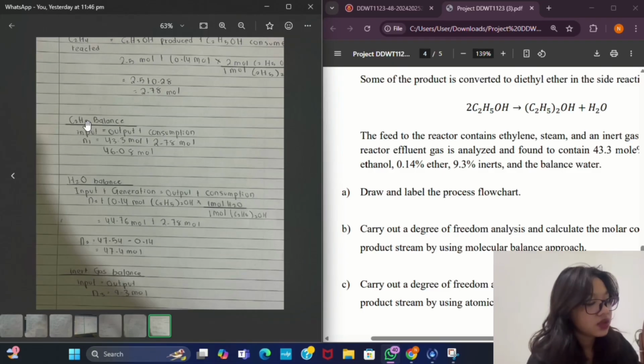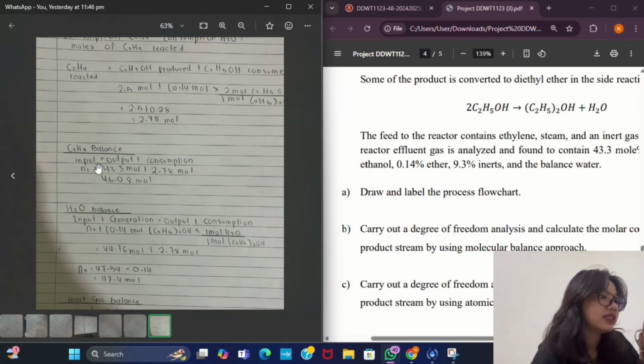We calculate the C2H4 balance first. So here the equation for C2H4 balance, no generation. So input is equal to output plus consumption. So we need to find N1. So N1 here is going to be 46.08. We got the 2.78 from the consumption.